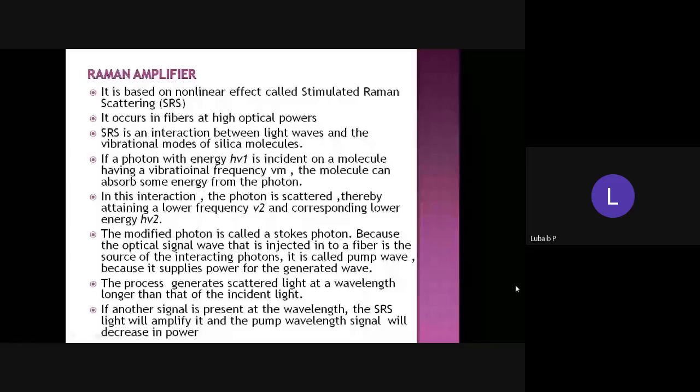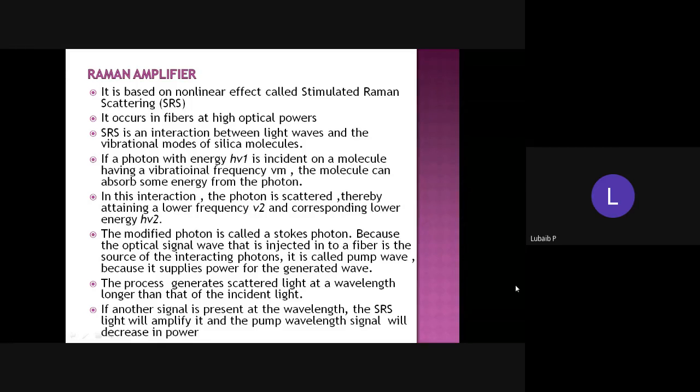In the previous sessions, we discussed erbium-doped fiber amplifiers and semiconductor optical amplifiers. As we mentioned earlier, both of these amplifiers work based on the principle of stimulated emission. But the Raman amplifier is not based on stimulated emission, which is actually the basic principle of the laser.